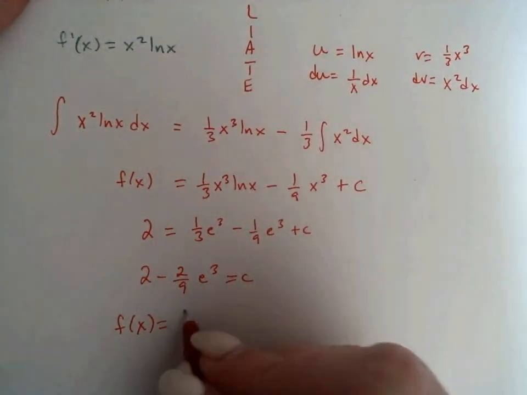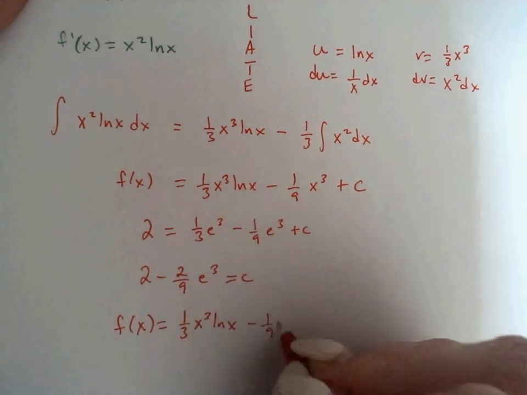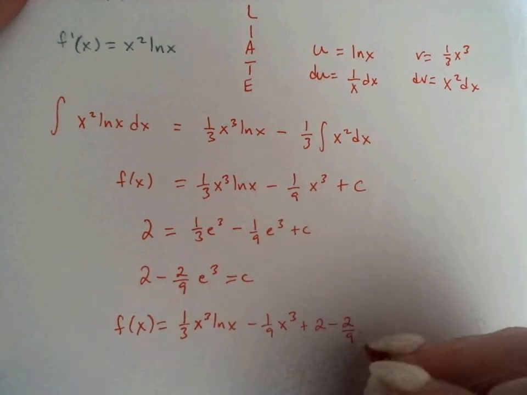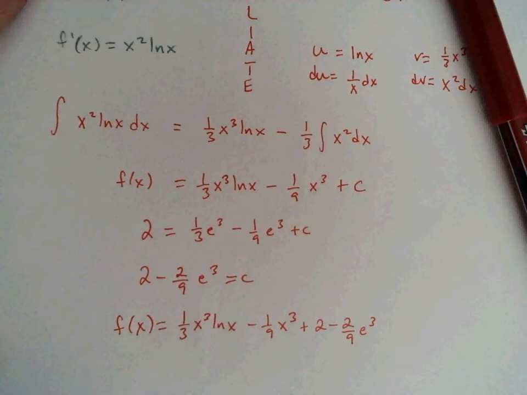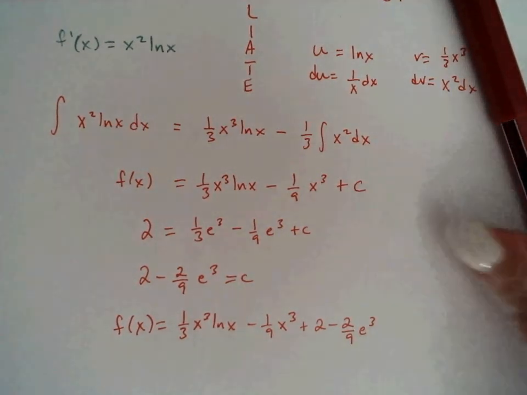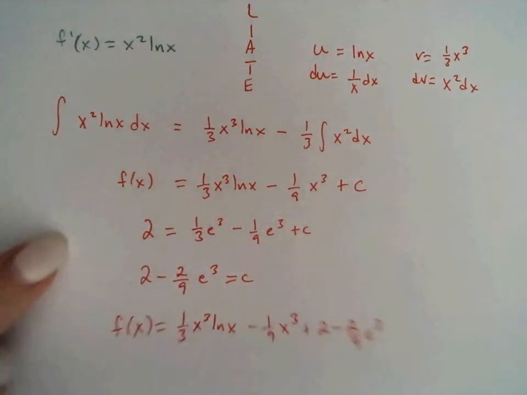So final answer, f of x equals 1/3 x cubed natural log of x minus 1/9 x cubed plus 2 minus 2/9 e cubed. And I'm pretty sure that's it. Let's see. Yep, and we're good. Okay. So that's the second FRQ, and let's get to the third.